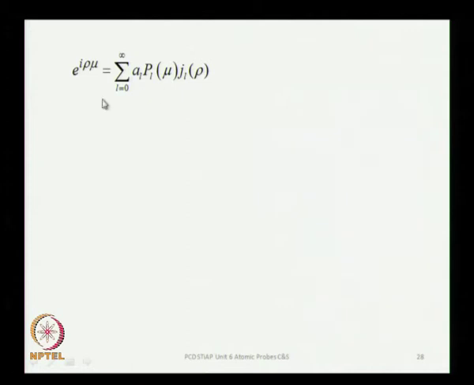So, this is your e to the i k dot r. I have written k r as rho and cosine theta as mu. So, as theta goes from 0 to pi, cos theta will go from 1 to minus 1. So, mu will go from minus 1 to 1. Okay?